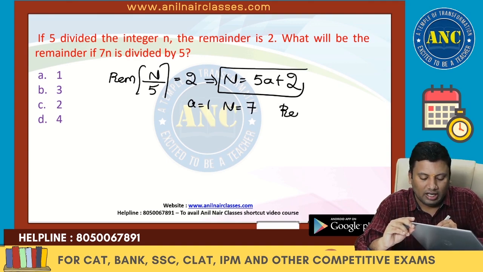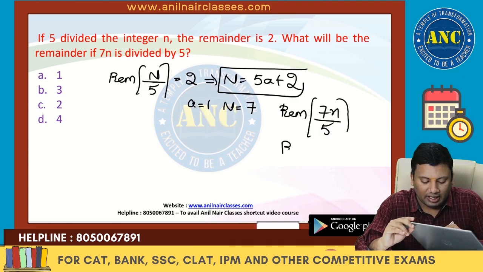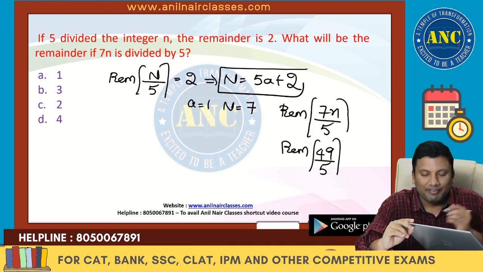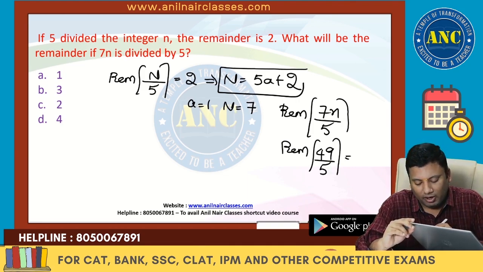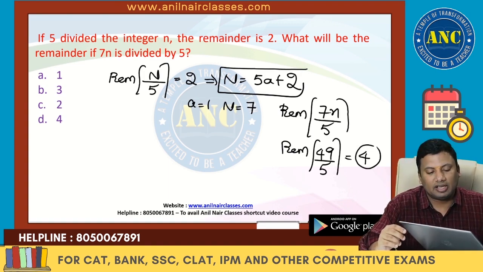The question is, what is the remainder when 7n is divided by 5? 7 sevens are 49. 49 when divided by 5: 5 nines are 45. What is the remainder? The remainder is 4.